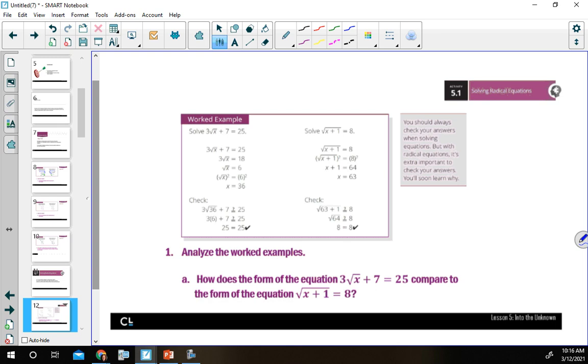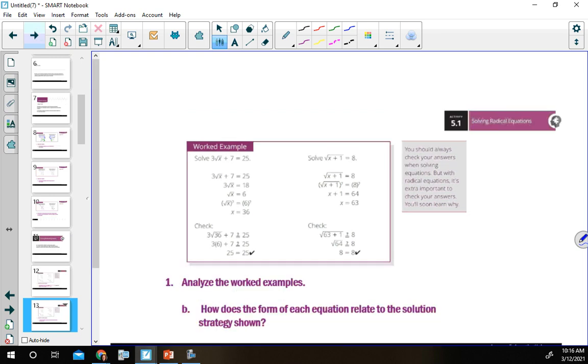So we have 3 square root of x plus 7 is equal to 25. And then we have square root of x plus 1 is equal to 8. So the first question, how does the form of each equation relate to the solution strategy shown? So why does the original affect the process? So when I have my original equation, what do those numbers do that affect my process?